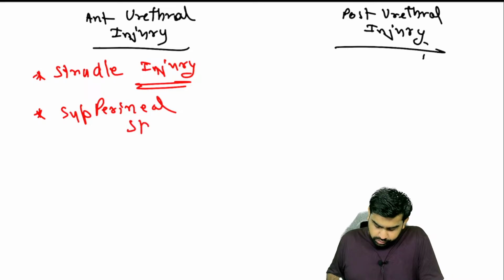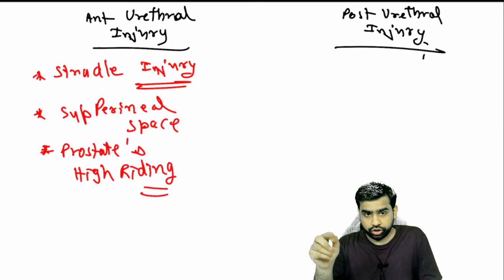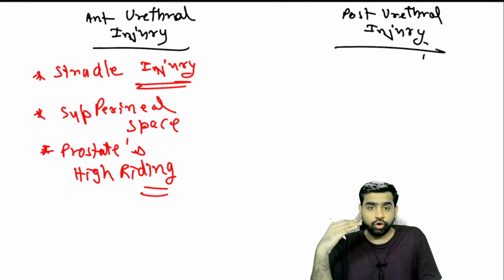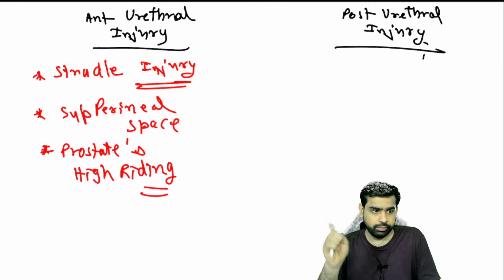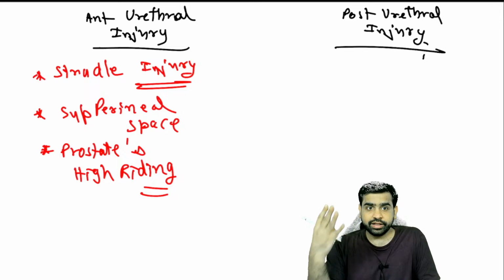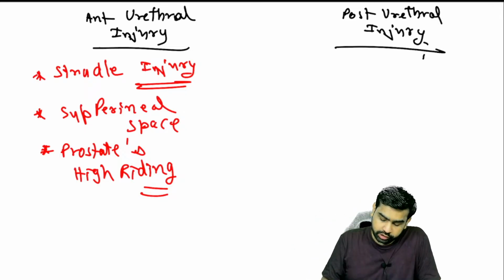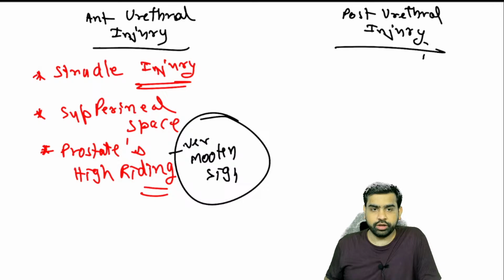And what happens to the prostate over here? The prostate is high riding. When you perform a digital rectal examination, either you're not able to palpate the prostate or the prostate is high up. That is what is called the high riding prostate. So when you do a digital rectal examination, the prostate is not palpable or is high riding. That is again a feature of, this is called the Vermeulen sign. Now you understand my point?